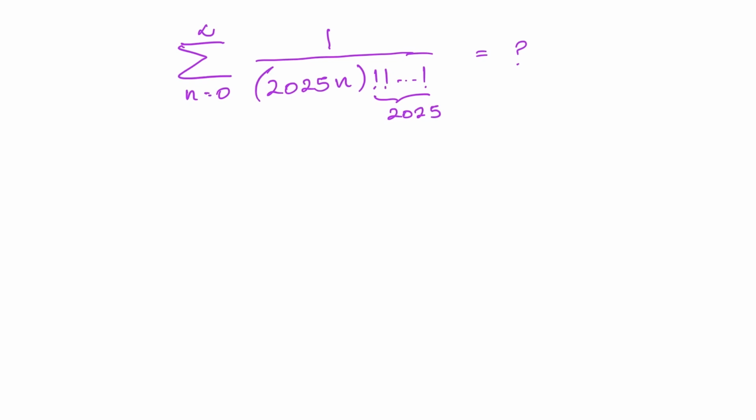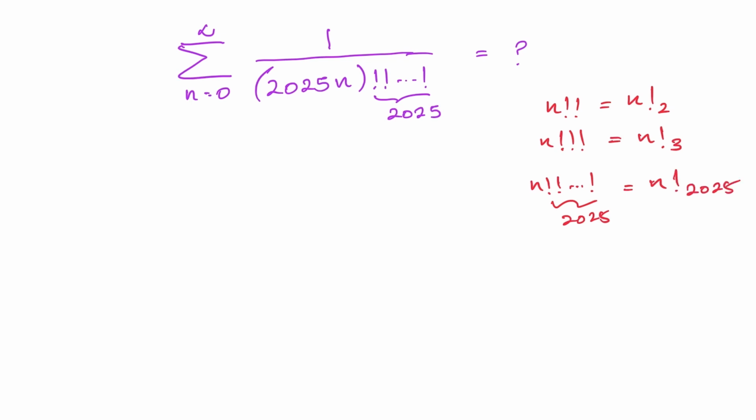Before we start the question, I'm going to introduce the notation of factorial multiple times. If we take n double factorial, we can write this as n factorial with 2 factorials. If we take n triple factorial, we write n factorial with 3 factorials. So according to this, if we take n factorial repeated 25 times, we can write n factorial 25 times.